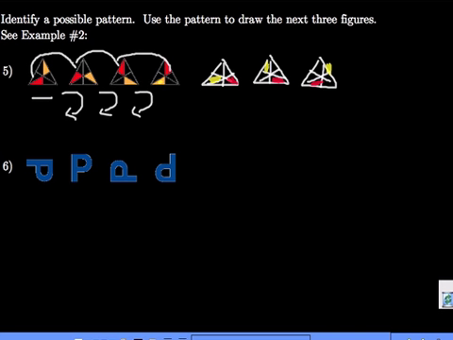Now for number 6, it's just simply rotating 90 degrees counterclockwise every time. So my next one would be a P in that direction. Rotating again counterclockwise would be a P in that direction, and then one laying on its back.